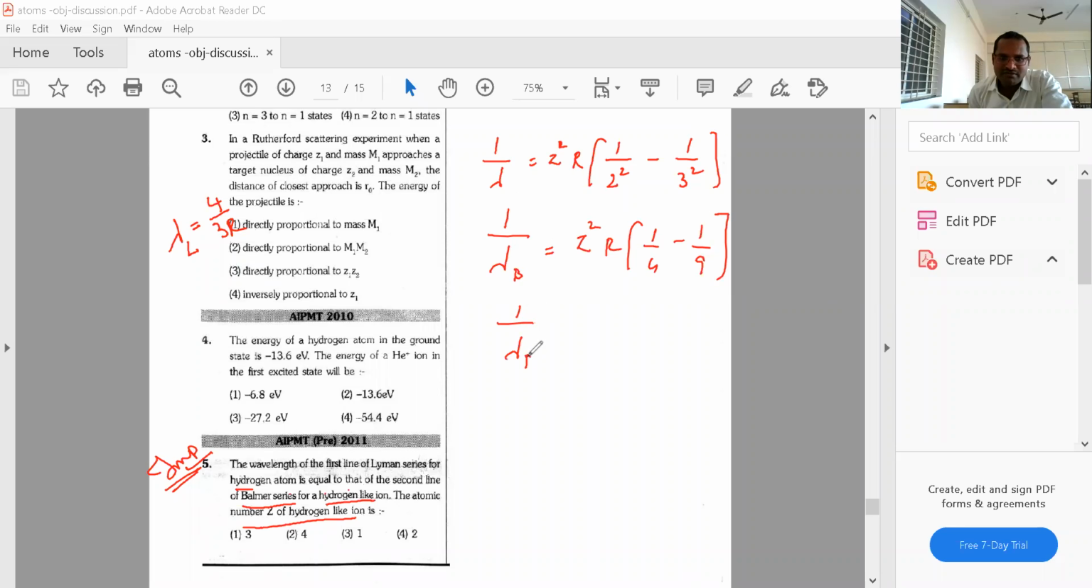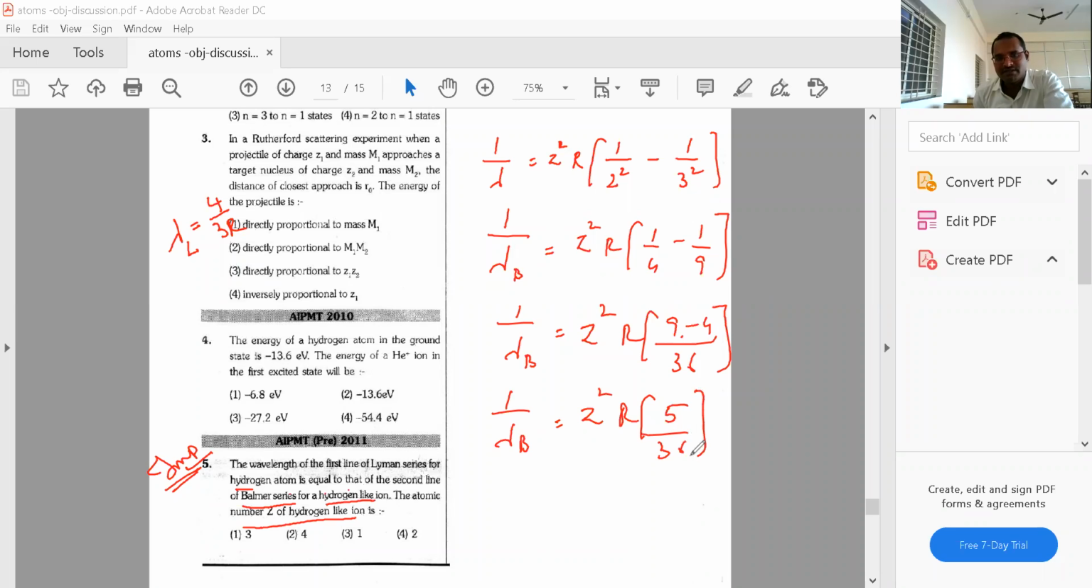So 1 by lambda of Balmer is equal to Z square into R into, 9 fours are 36. I am calculating, cross multiply them, 9 minus 4. Correct? So 1 by lambda of Balmer is equal to Z square into R into 9 minus 4, which is 5, so 5 by 36 we can write. Then lambda of Balmer is 36 by 5 R Z square.